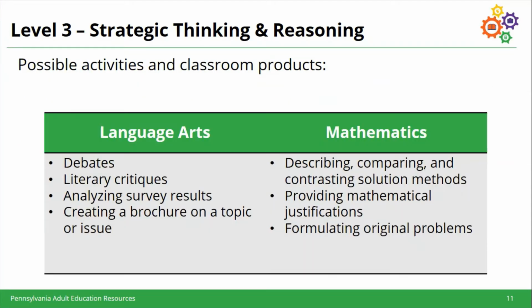For language arts, possible activities and products at Level 3 could include debating, analysis of the results of surveys, and creating brochures about a topic. For math, students can compare and contrast different methods to solve problems and work to formulate original problems. Activities at Level 3 typically focus on a single text, data set, or source of information. As you will see, Level 4 expands on this to include multiple sources of information.